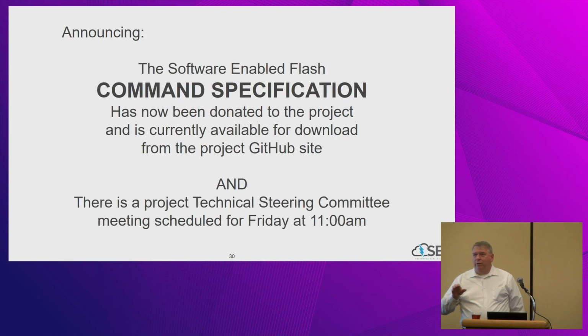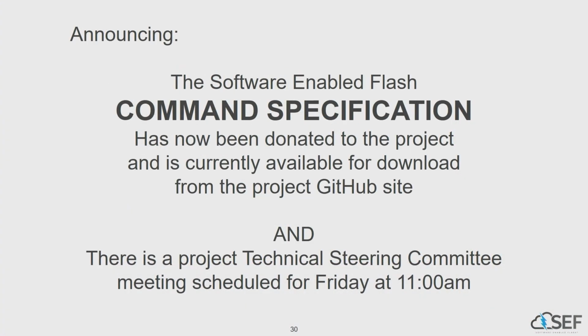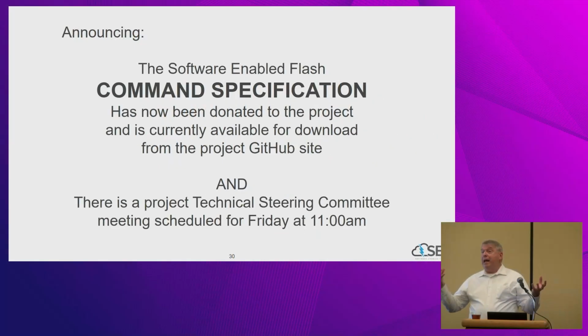Announcing today, I don't know if anybody saw it, but the announcements went out early this morning, I think 6 a.m. our time. The command set specification has been donated to the project and is now available for download from the Software-Enabled Flash GitHub site. So the API document's been up there for a while. The command set specification, these are the commands that you can issue using the CLI or your own code, are now published and available for you to download and read, including all of the details about the instrumentation. Okay?